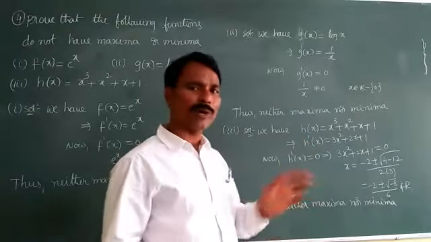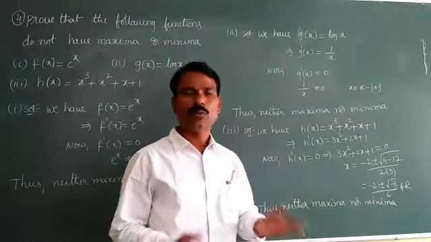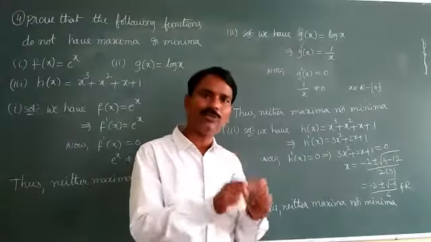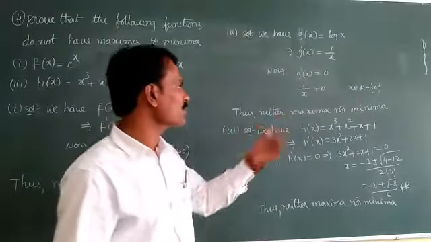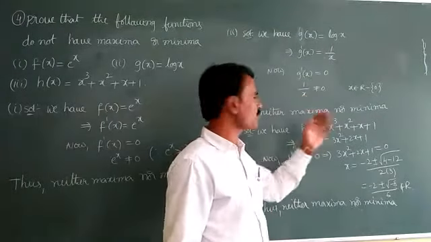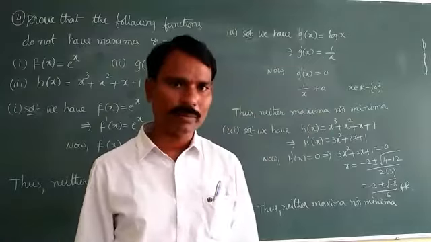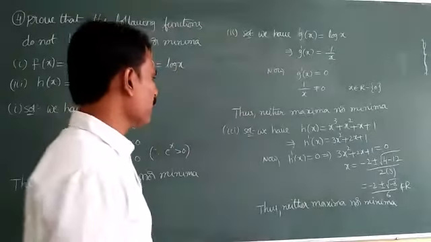Always we are taking some positive or negative values. Whatever it is, definitely that value should not equal 0. That is, 1 by x not equal to 0. So here also, thus neither maxima nor minima.